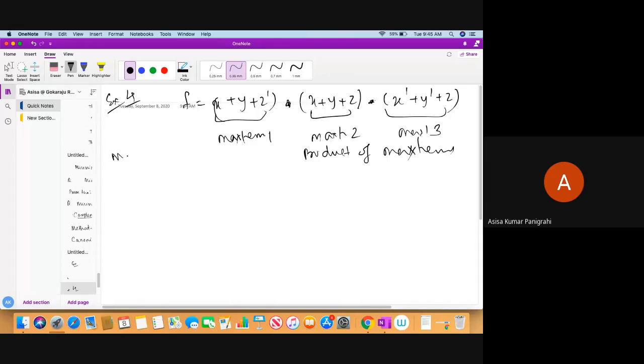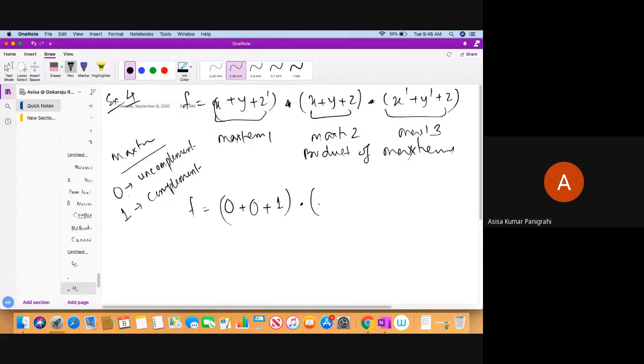So you all know what the max term representation rule is. If an uncomplemented variable is there, put 0. If a complemented variable is there, put 1. So see here what I am doing. Here it is an uncomplemented variable, so what do you need to put, students? 0. Uncomplemented variable 0, complemented variable put 1. Then similarly here, uncomplemented variable 0, uncomplemented variable 0. Next complemented variable 1, 1 and 0.